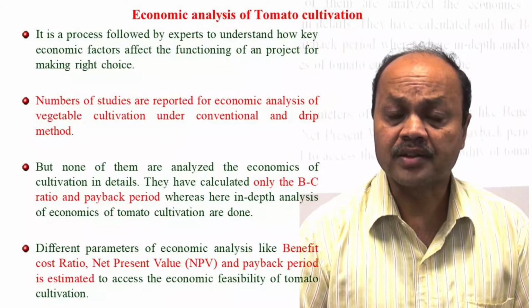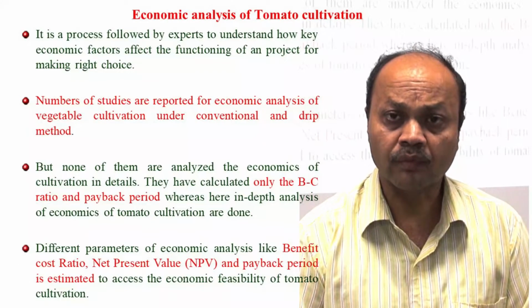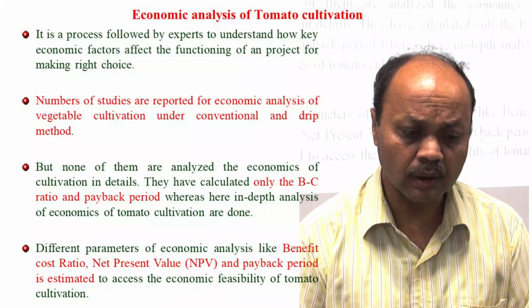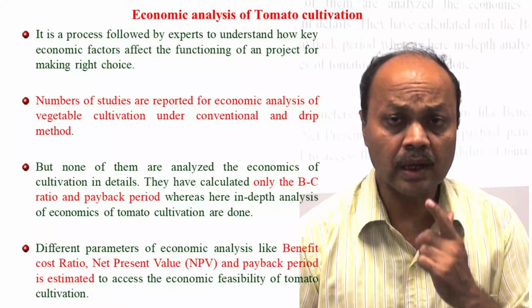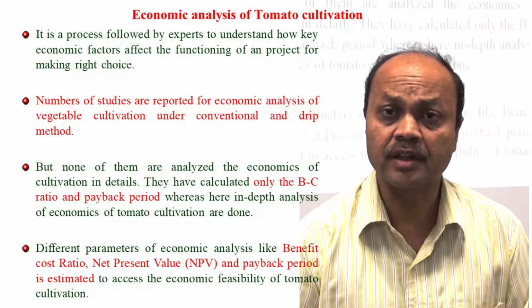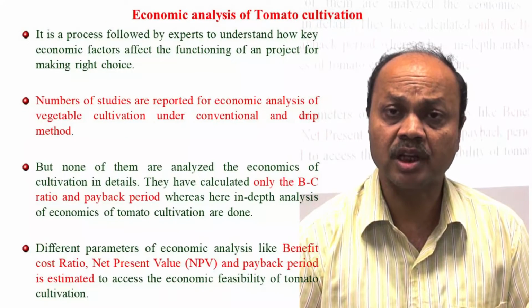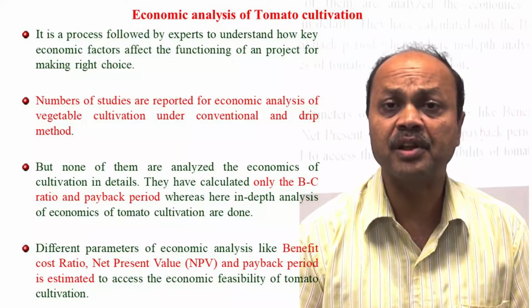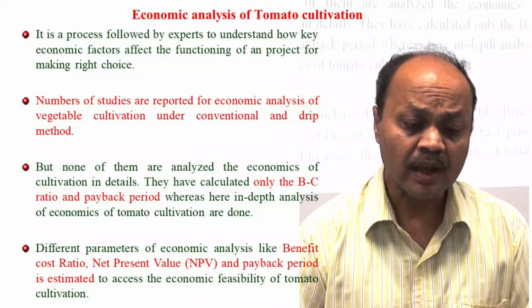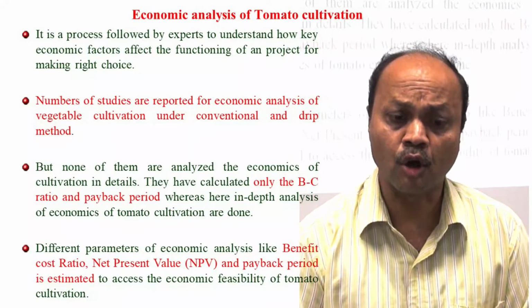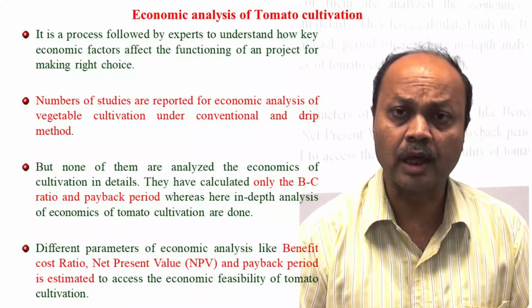Here, for understanding, we have taken the tomato crop as a case study. I surveyed the literature, various review literature available in research journals and various reports. In that I found that mainly only conventional drip irrigation has been discussed, and in that also not all the economic parameters have been discussed. Normally BC ratio and payback period have been discussed.